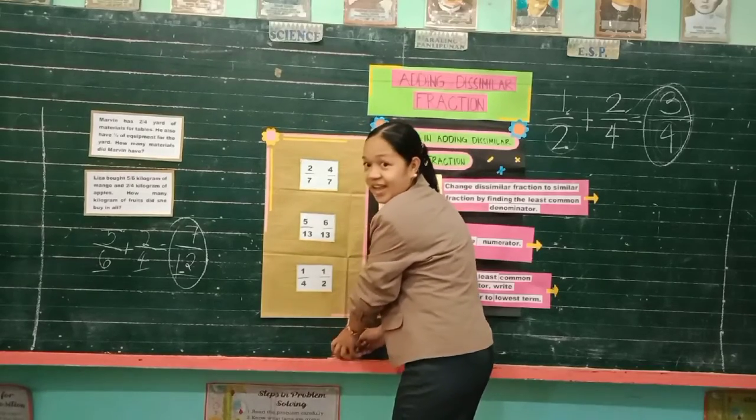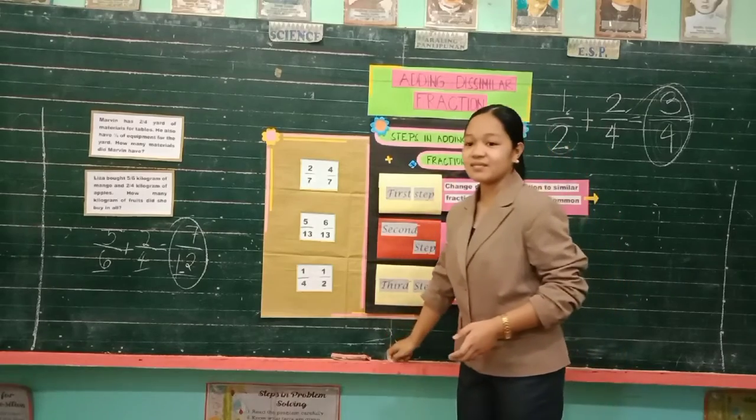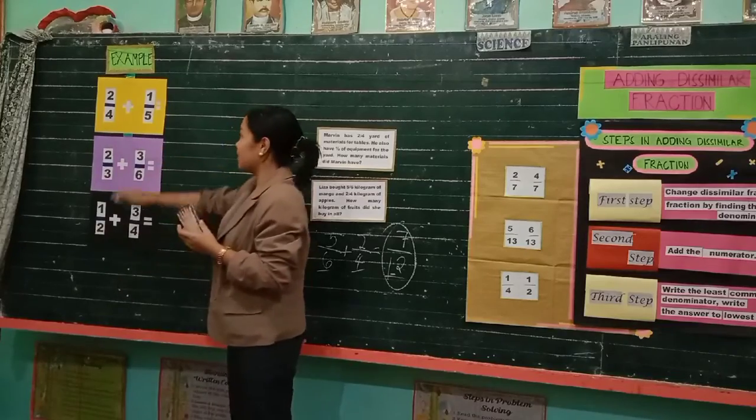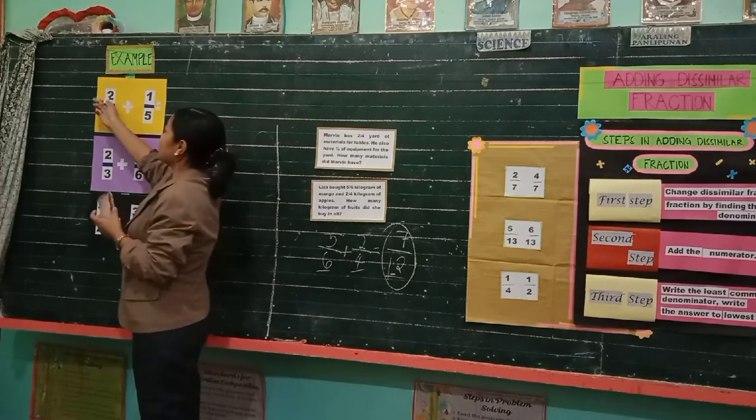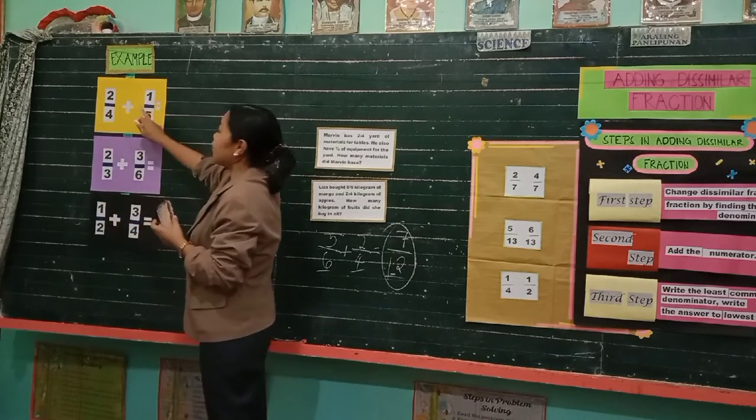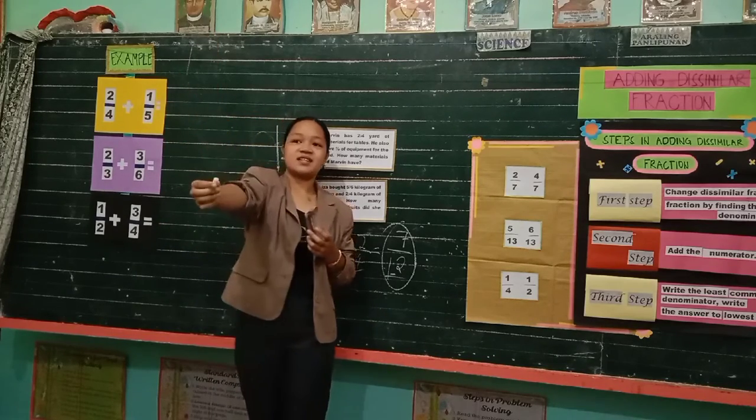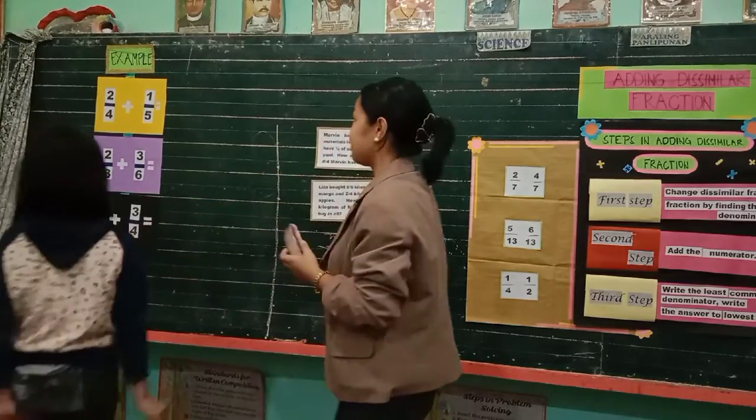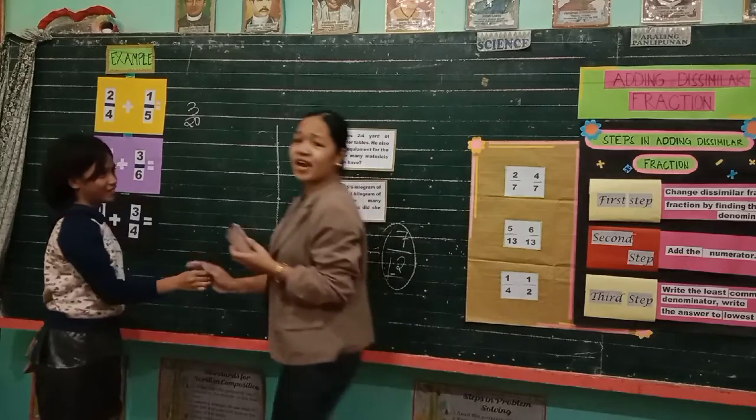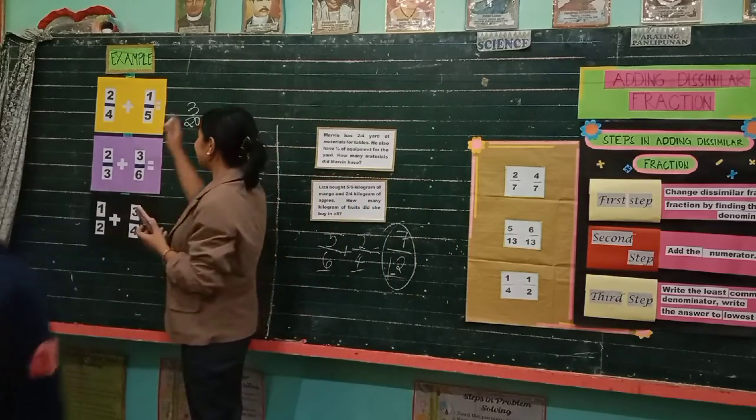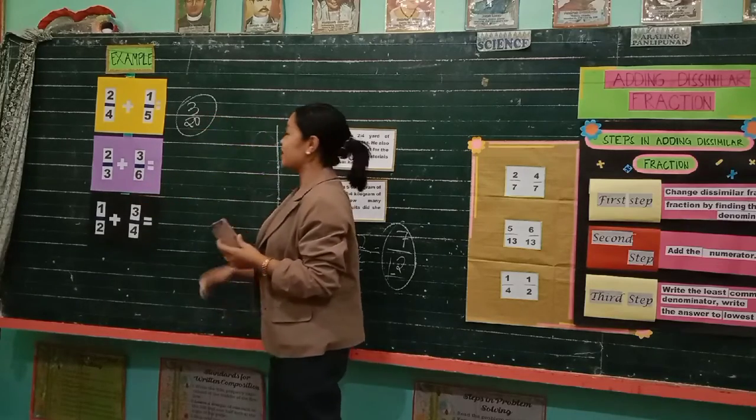So do you understand in adding dissimilar fraction? Yes. Another example. The given here is 2 over 4 plus 1 over 5. So who will volunteer to answer? Yes. Is it correct? Yes. It's correct. 3 over 20.